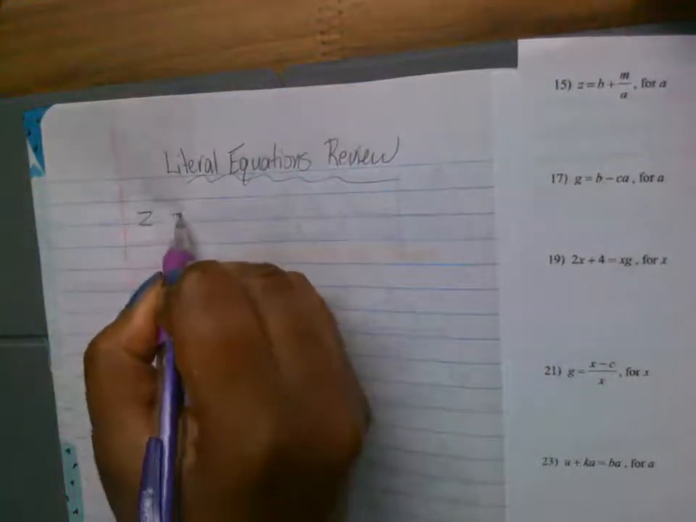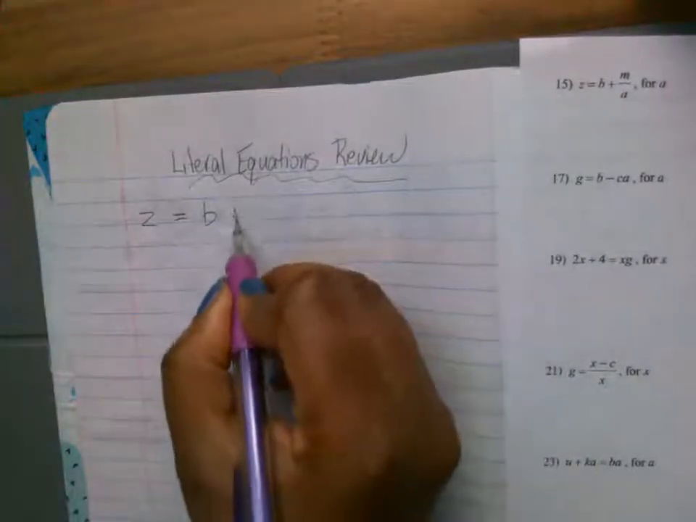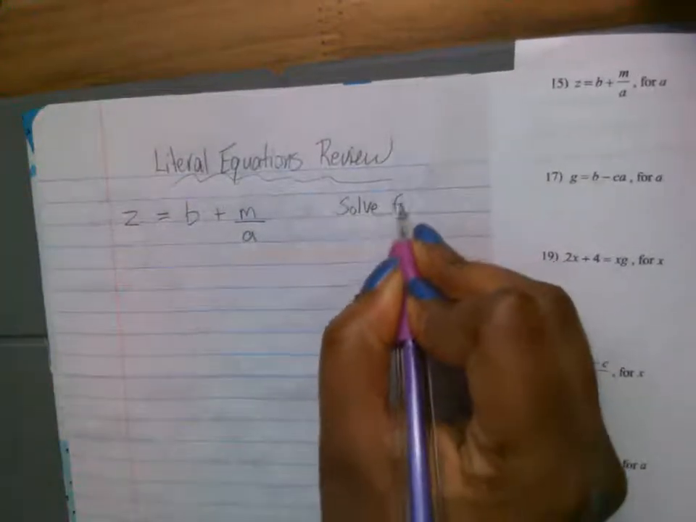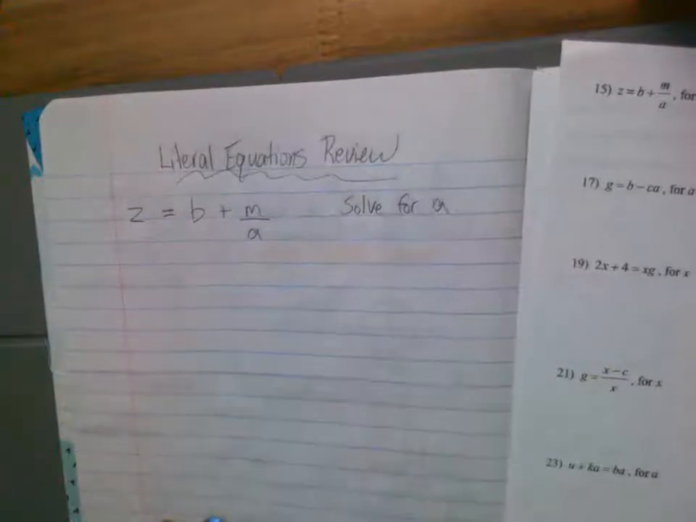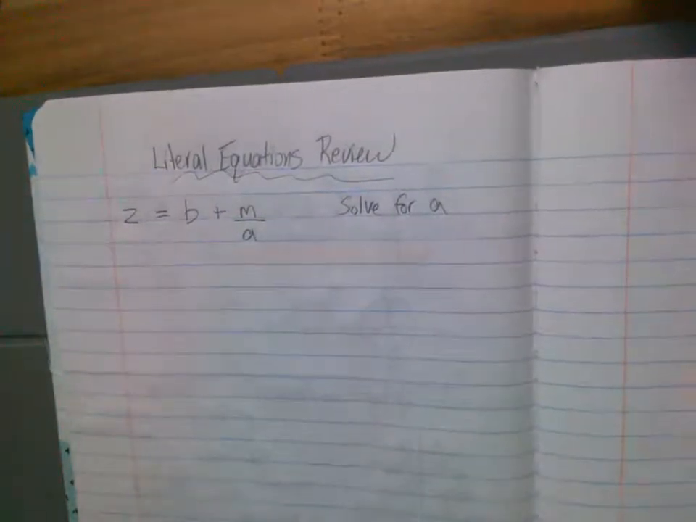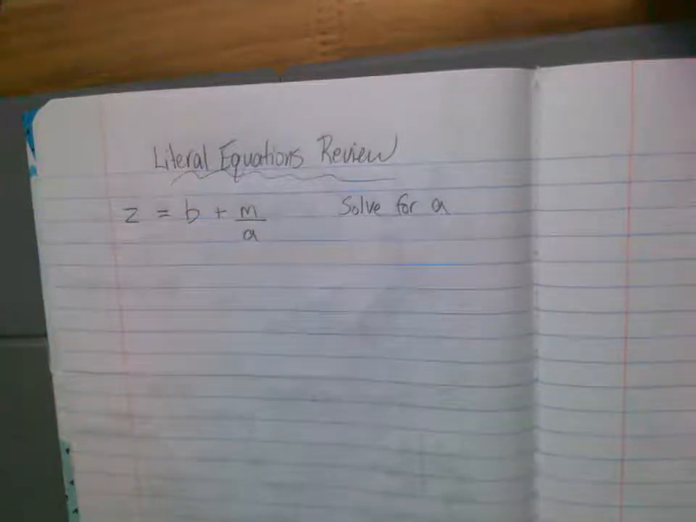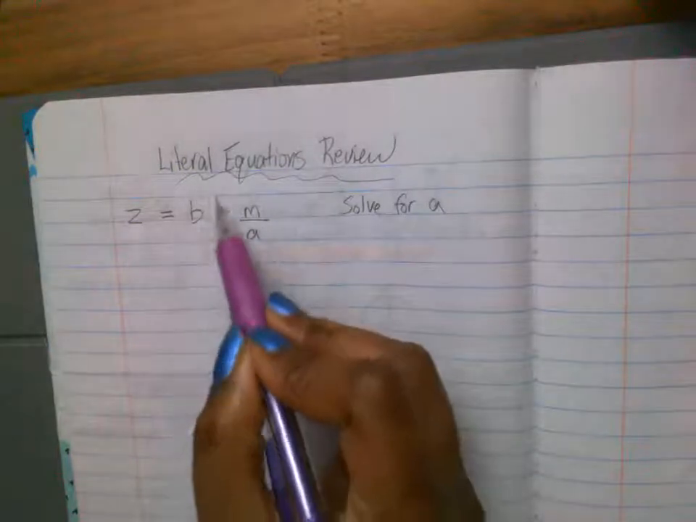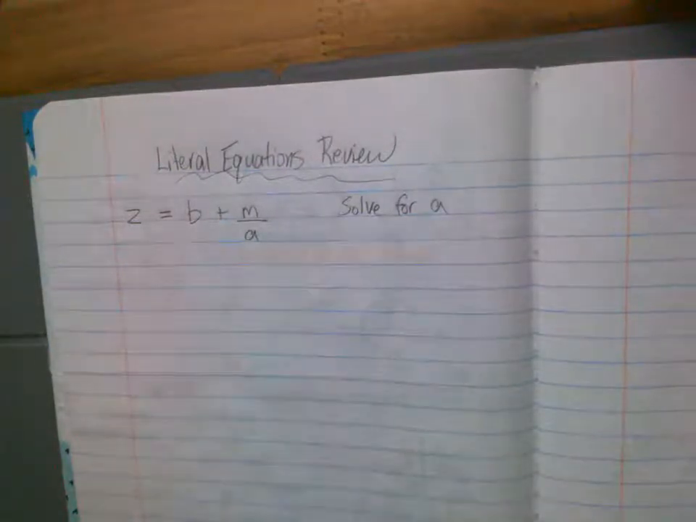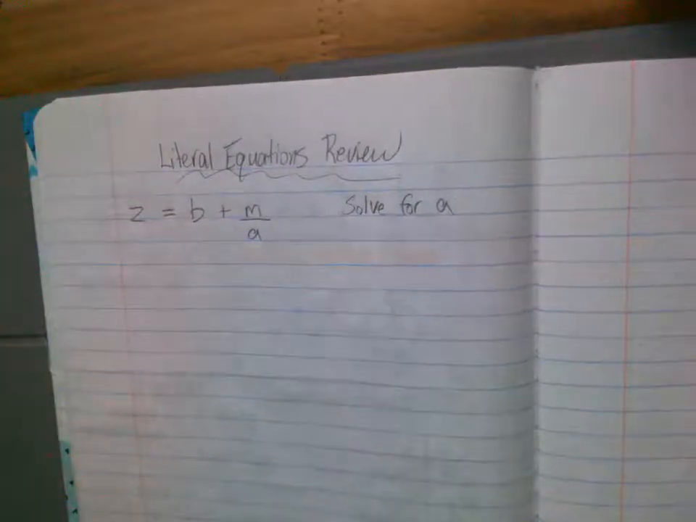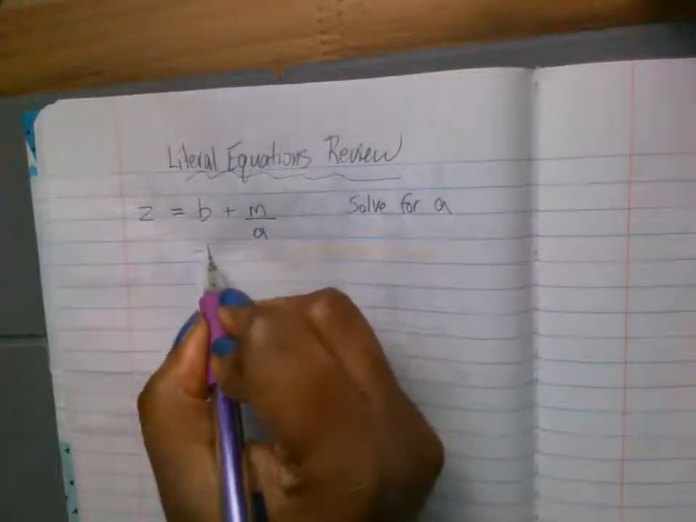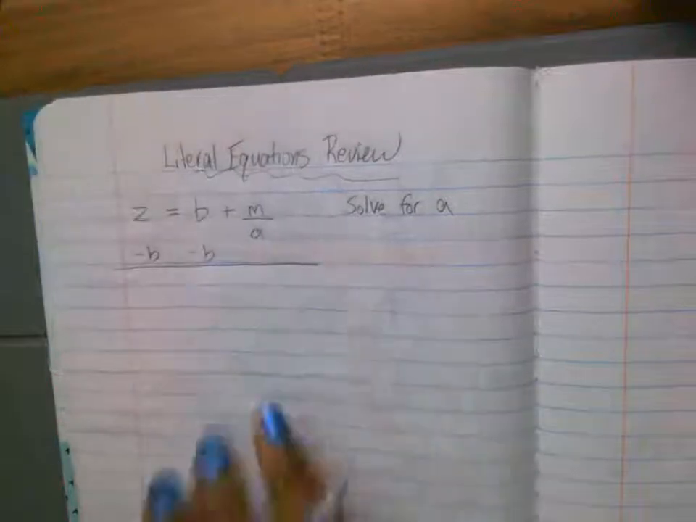We have Z is equal to B plus M divided by A, and we're going to solve for A. All right, we ready? Okay, in order to solve for A, or to isolate A, we're going to move the B first. Whatever term you can add or subtract to move first, that's what you're going to do first. This is a positive B, so to move it to the other side, I'm going to subtract B. Questions about that?